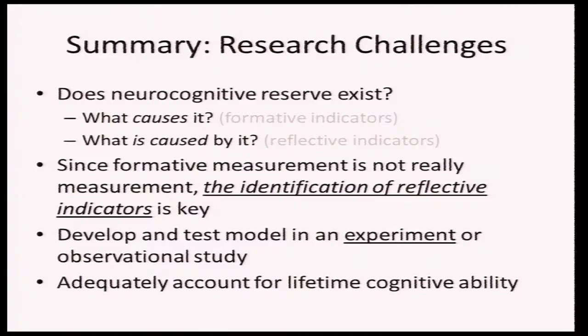So, to summarize, I think the research challenges fundamentally are to understand whether neurocognitive reserve really exists. We would like to know what causes it. Those are formative indicators. We would like to know what is caused by it, and those are reflective indicators.